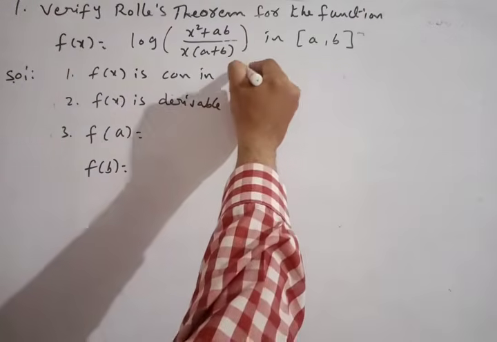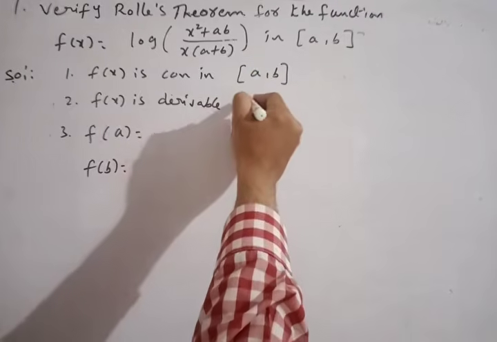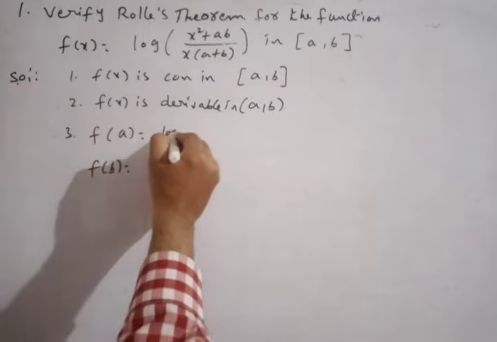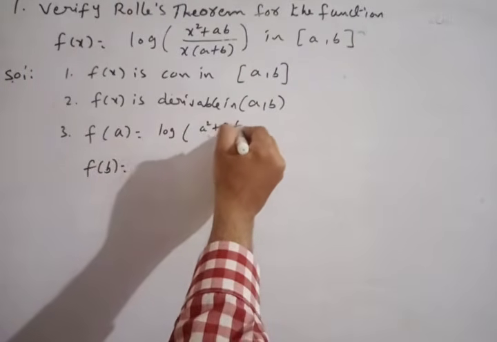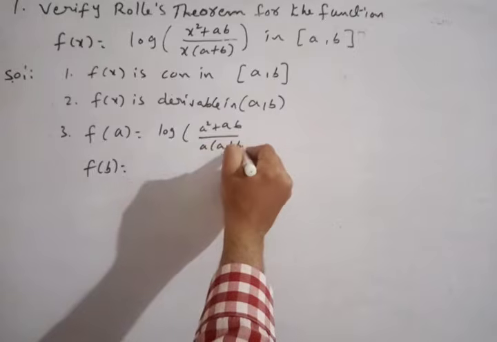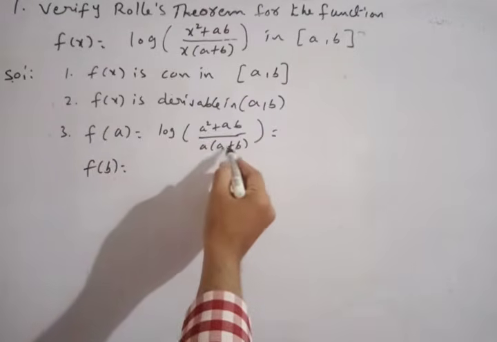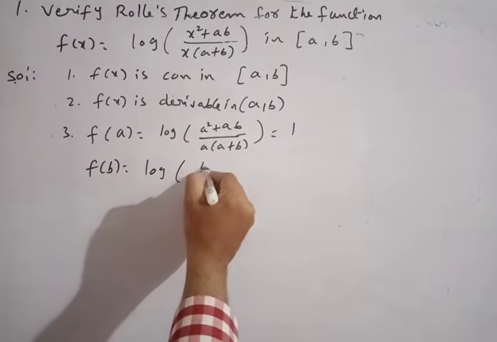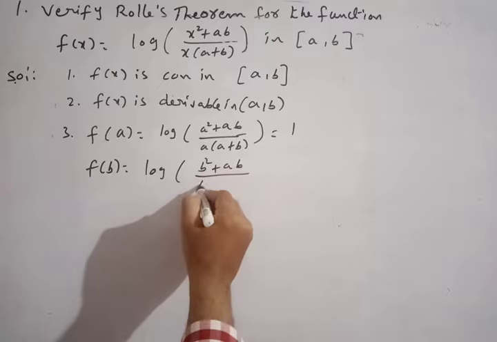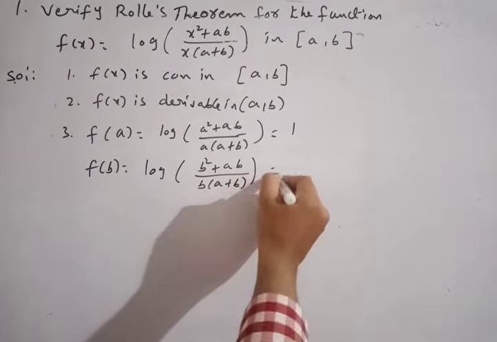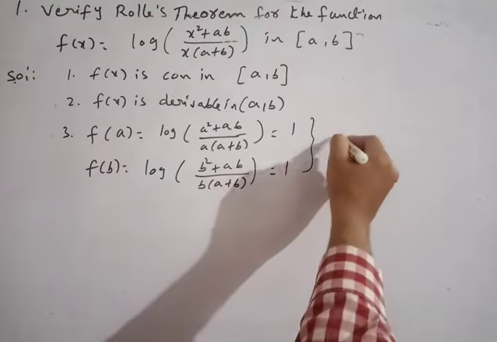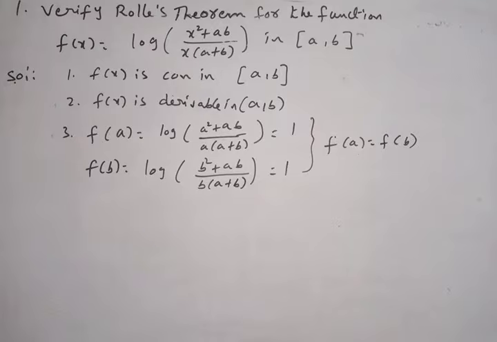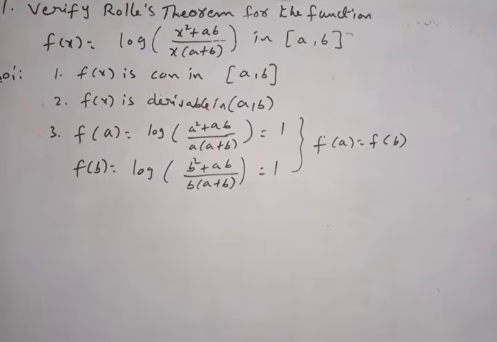f(x) is continuous in closed interval [a, b]. f(x) is derivable in open interval (a, b). Then third point, f(a) is log of (a² + ab)/(a(a + b)). If I multiply, a² + ab, you will get 1. Then f(b) is log of (b² + ab)/(b(a + b)). If I multiply, I will get 1. So that means f(a) is equal to f(b).